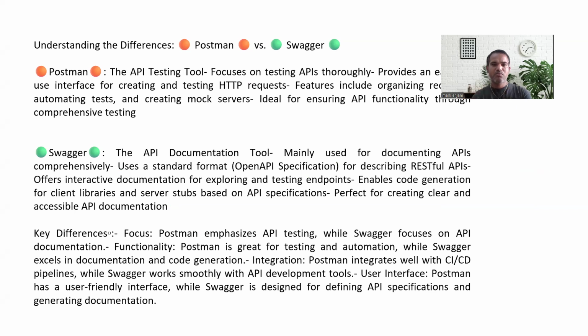These are API tools to enable this. The key difference is that Postman emphasizes API testing, and Swagger focuses on API documentation functionality. In terms of the latest, Swagger has documentation and a code generator, whereas Postman is integrated with CI/CD pipelines, and Swagger works smoothly in API development tools and user interfaces. Swagger is defined for the API specifications and generates the documentation from Swagger's point of view. This is the main difference.